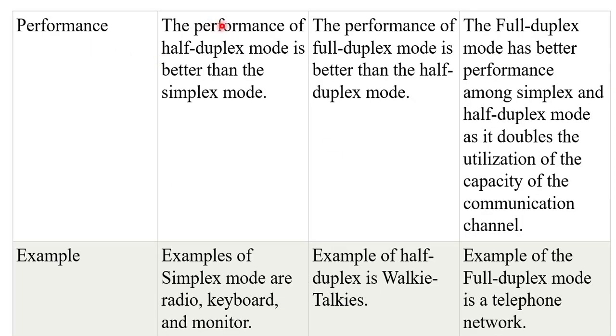Now the performance. The performance of half duplex mode is better than simplex mode. The performance of full duplex mode is better than half duplex mode. Full duplex mode has the best performance among simplex and half duplex modes. It doubles the utilization capacity of the communication channel. Now the examples of simplex, half duplex and full duplex. The example of simplex is radio communication; keyboard and monitor are also good examples of simplex. For half duplex, the walkie-talkie is the example. And for full duplex, the example is the telephone network.